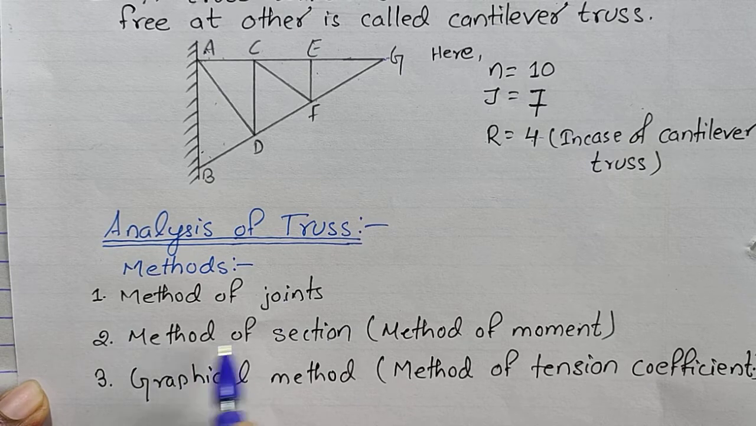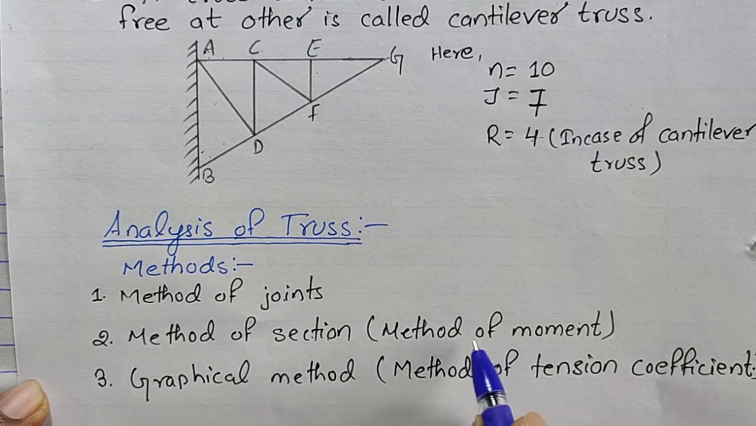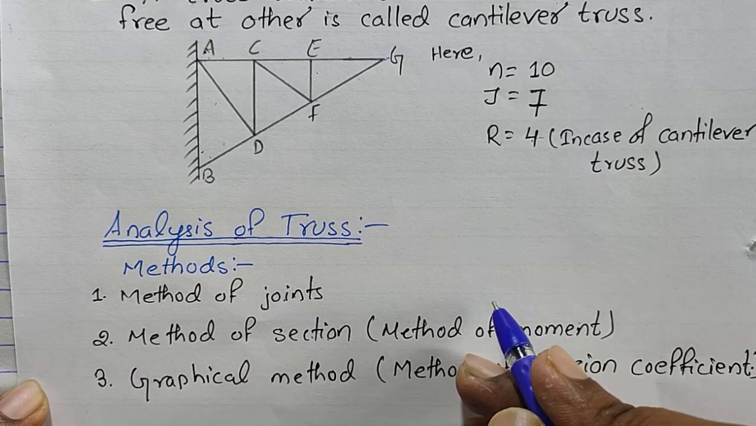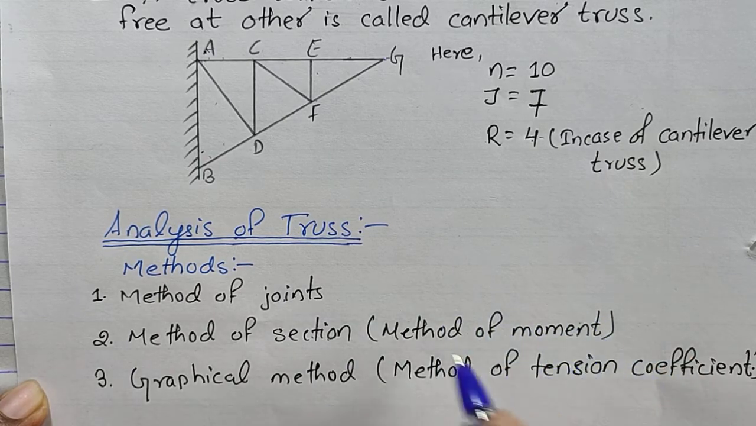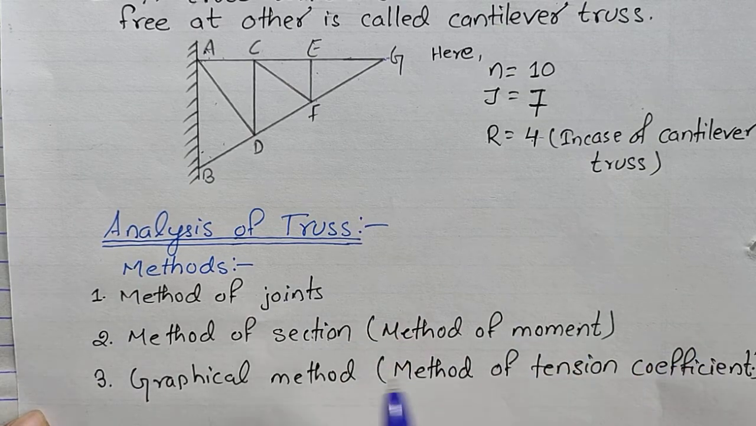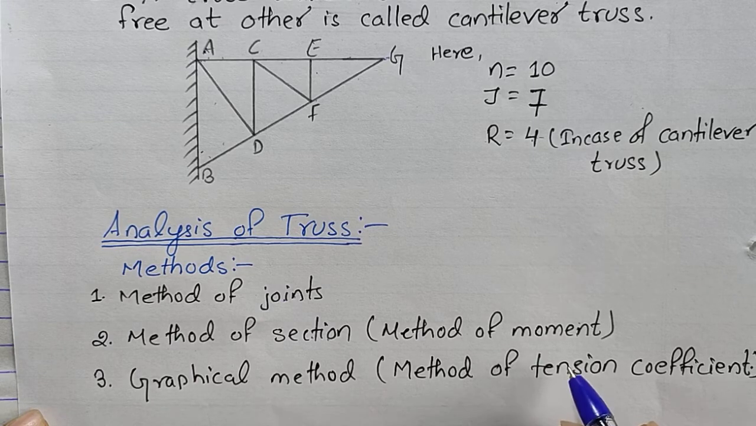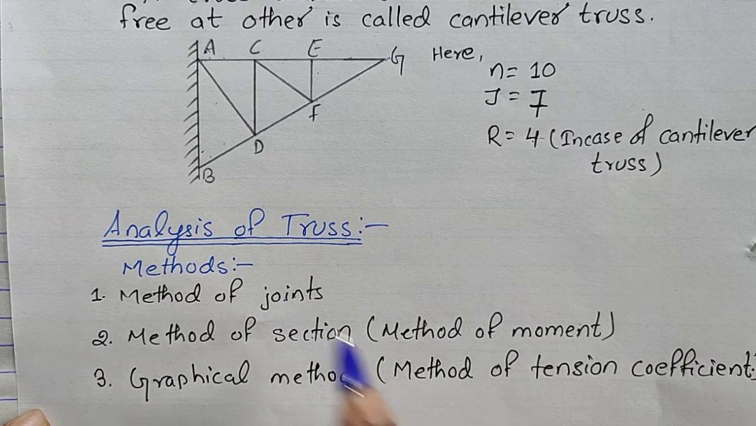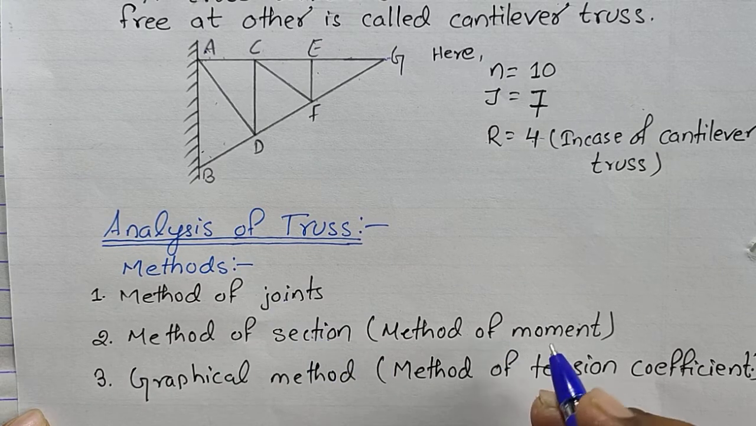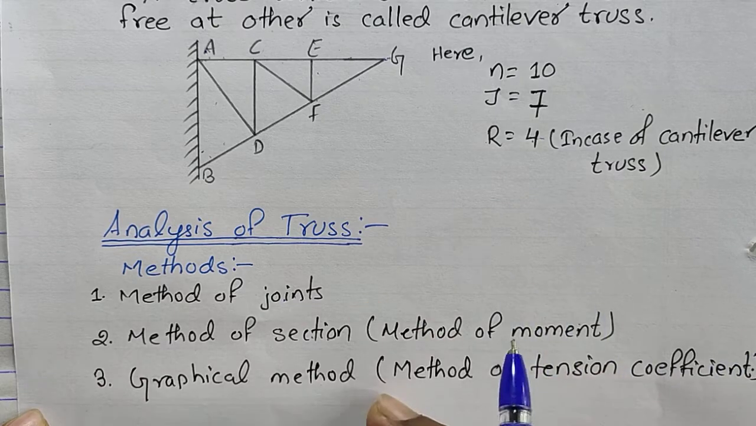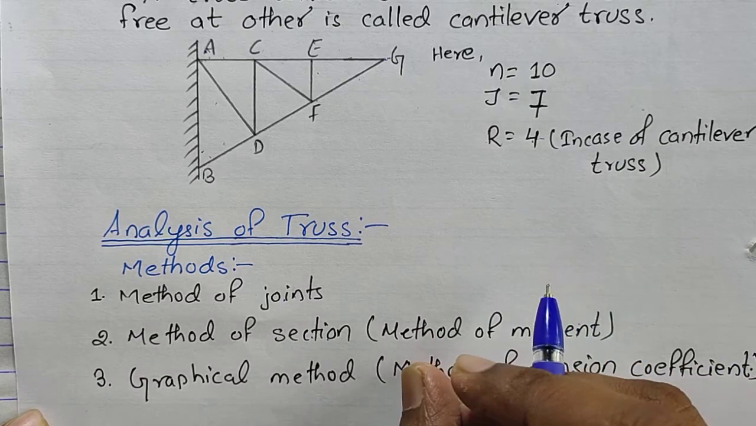And then in the method of sections, which is also known as the method of moments, we find the forces in each and every member, taking the moment and eliminating some portion of the diagram. And in the graphical method, we discuss the tension coefficient. Each and every method will be clear from the videos which I will be adding about each and every topic.